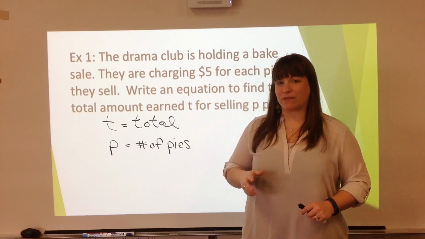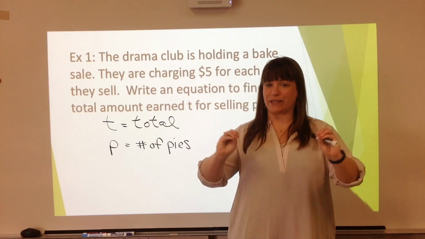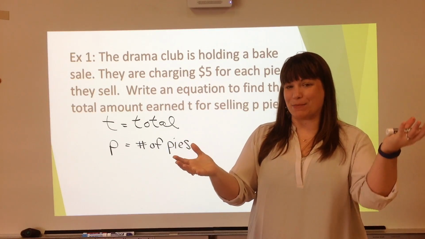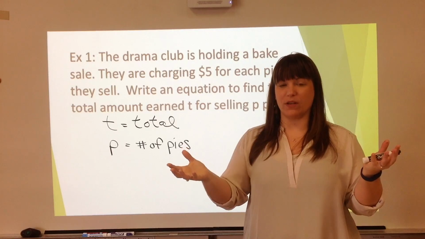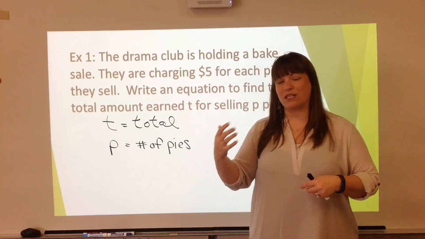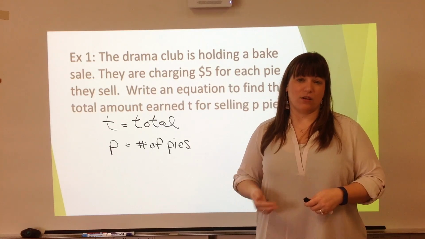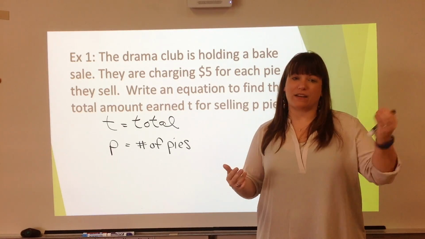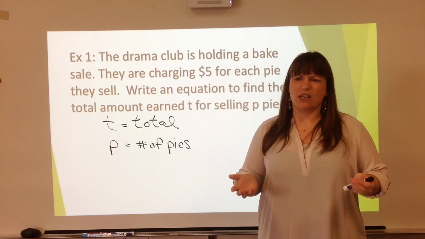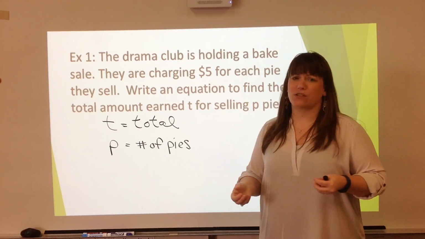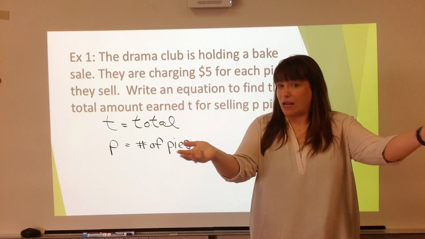So the first thing we have to ask ourselves is which one is dependent on the other? Is the total dependent on the pies, or is the pies dependent on the total? According to dependent and independent variables, one will affect the other. Will the total affect the number of pies being sold? Not really, because if you have one pie for $5, the $5 is how much it costs.